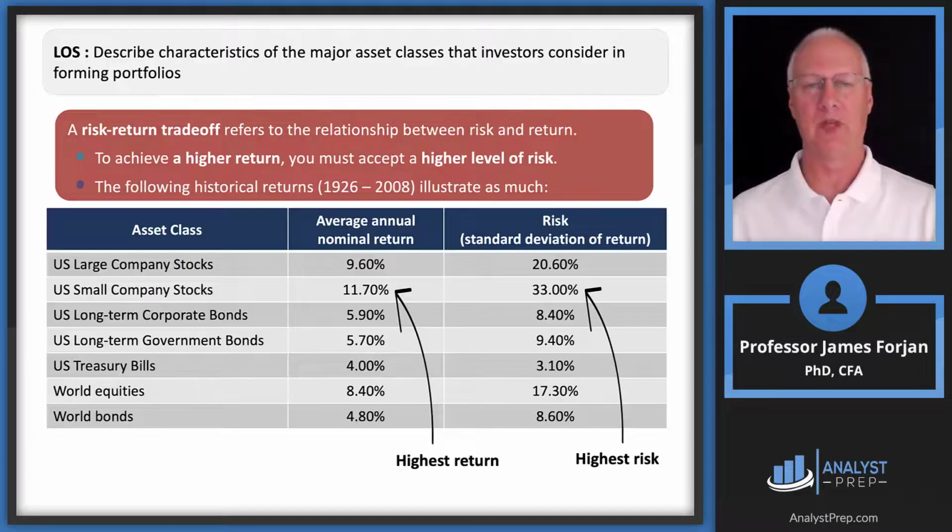The easiest and most common way to measure risk is through the standard deviation of returns. So look down the left-hand column. So here are several different asset classes. Here's their average annual nominal return. All right, so that's important. It's an average, it's annual, and it's nominal. And this goes for almost a 100-year period, 1926 to 2008.